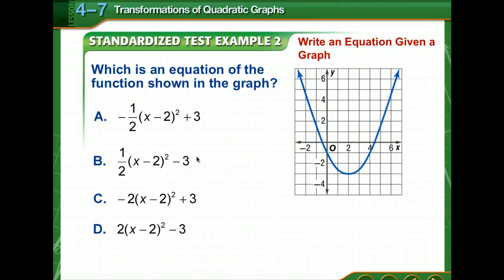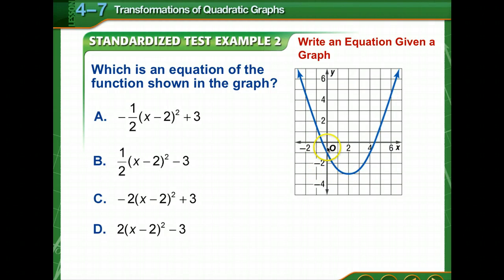If the vertex and one additional point on the graph of a parabola are known, you can write the equation of the parabola in vertex form. Okay, so looking at this example, the vertex is at (2, -3). So h is 2 and k is -3.